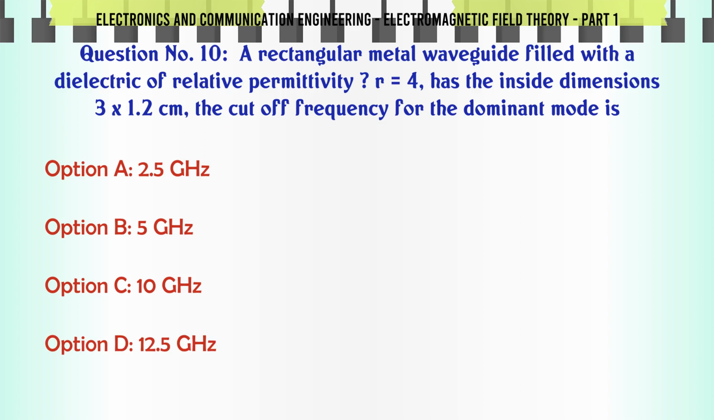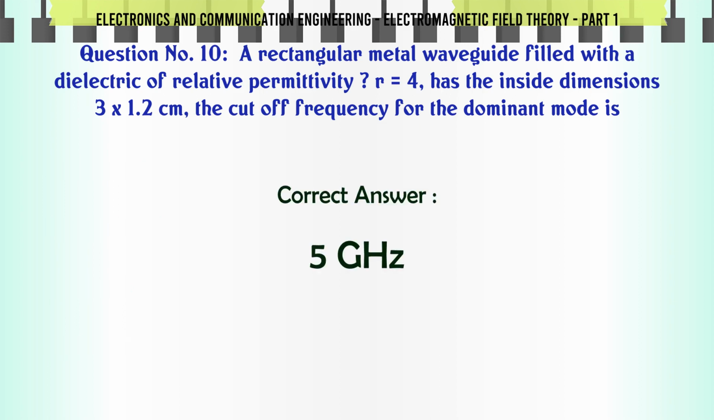A rectangular metal waveguide filled with a dielectric of relative permittivity 4 has the inside dimensions 3 by 1.2 cm. The cutoff frequency for the dominant mode is A 2.5 GHz, B 5 GHz, C 10 GHz, D 12.5 GHz. The correct answer is 5 GHz.